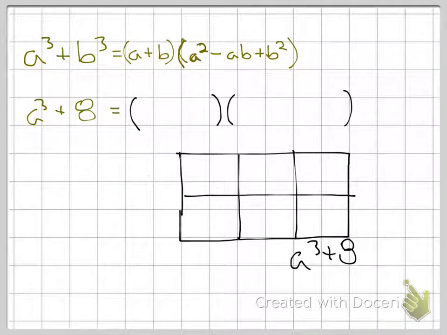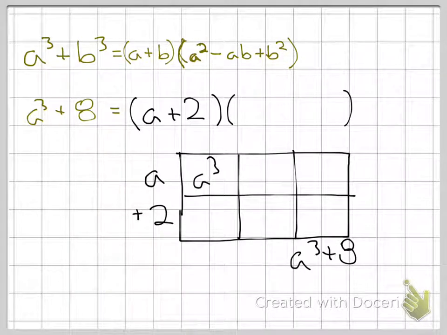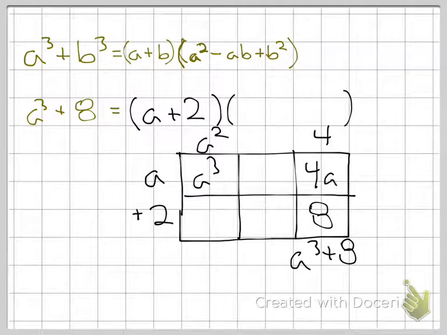Okay, it's going to be two factors. What do you want to guess the first factor is? A plus 2. All right, we'll try that. So if that's a plus 2, we know we got a cubed there, 8 there. Let's fill in some values. What goes here? A squared. How about here? So then we got 4a, 2a squared.